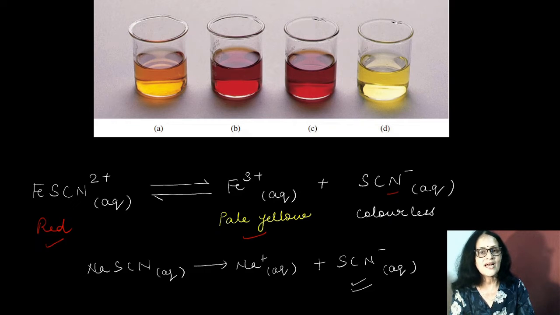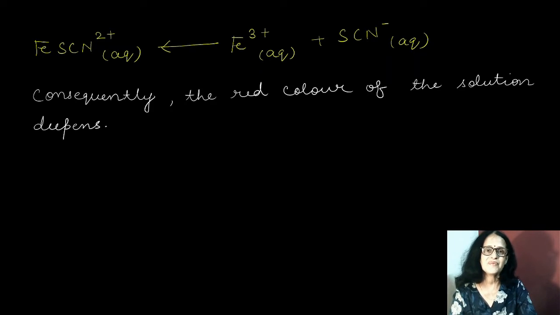So what will happen? Thiocyanate ions will combine with ferric ion and form iron thiocyanate ions, which are red in color. As a result, the backward reaction will proceed and the color of the solution becomes more red. The intensity of red color increases. I hope it is clear to you. You can see here that the equilibrium will proceed in the backward direction.